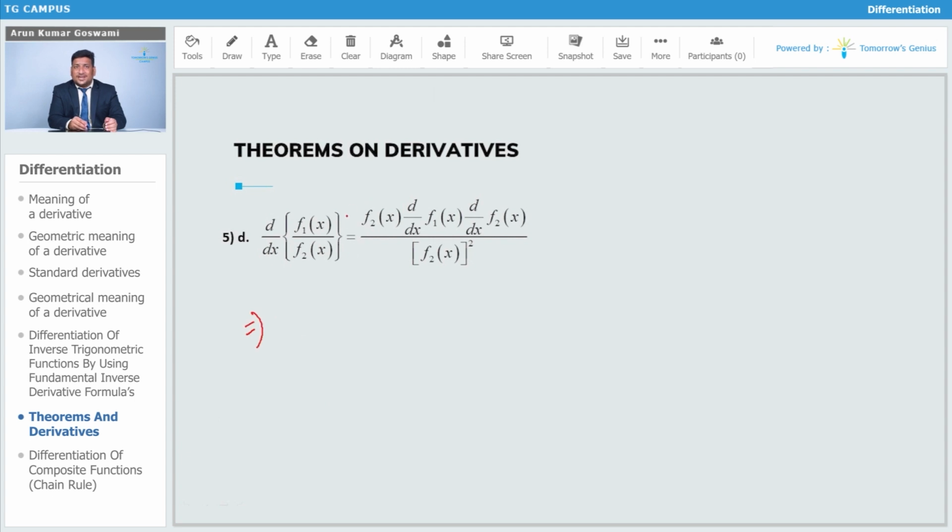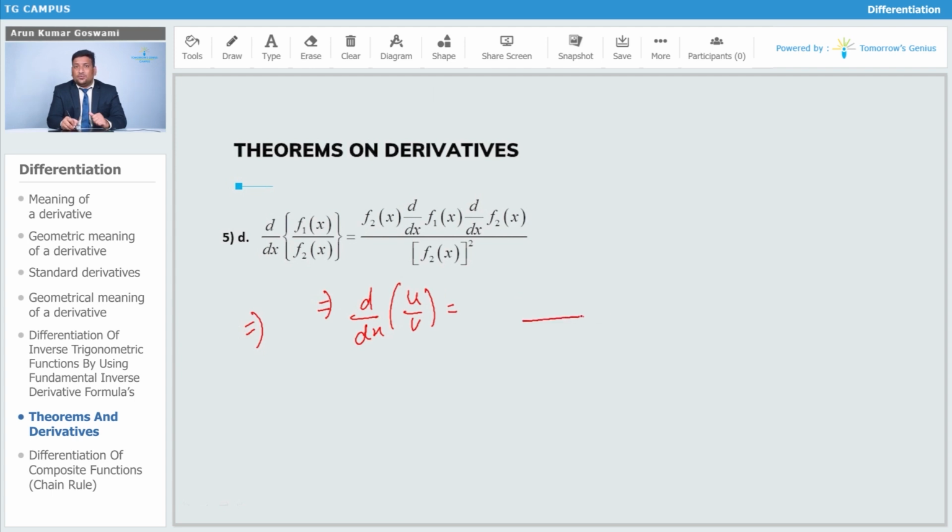First of all, you should not get confused with f of 2 and all. If you're getting confused with this, you can write it as u by v. Previously also I said u by v rule, or you can say quotient rule. So d by dx, I'm taking this as per the u by v rule, u as one function and v as the other function.